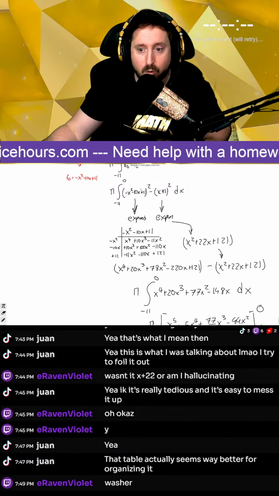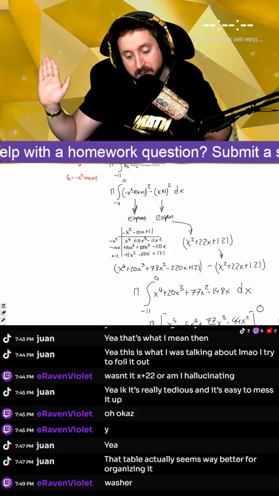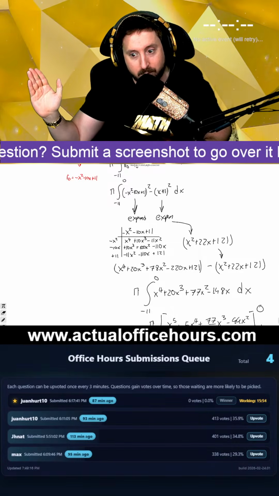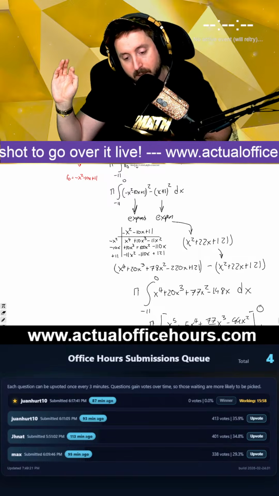So this is the washer method so far. I love the washer method, but I will admit that the shell method comes in clutch for vertical axes of revolution, and also when you actually have to do the integral.